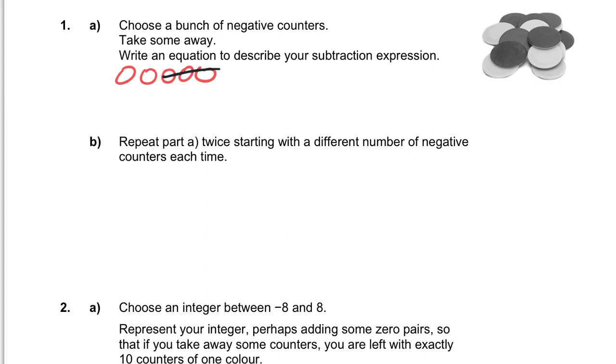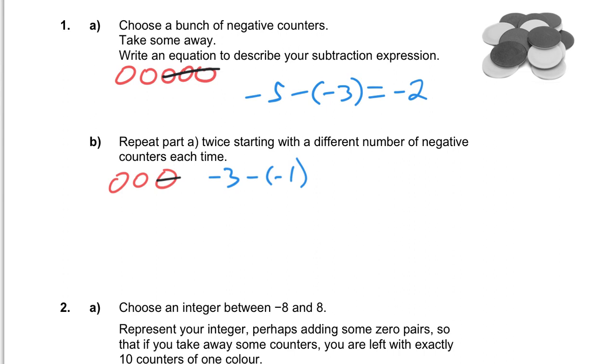All right, so we had negative 5. Then we subtracted negative 3, and we ended up with 2 negatives. There we go. Now repeat part A twice, starting with a different number of negative counters each time. Okay, so let's start this time with 3, and we'll take away 1. And we end up with negative 2. So again, we start with 3 negatives, we took away 1 negative, and we ended up with 2 negatives.